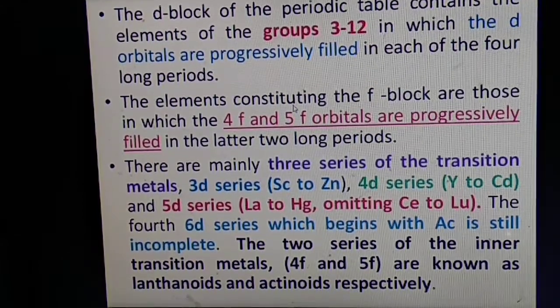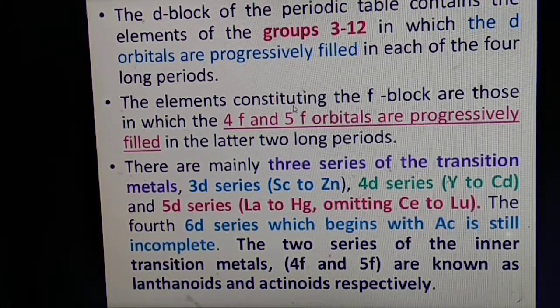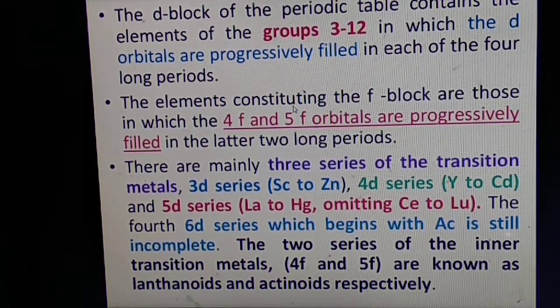The D block of the periodic table contains the elements of group 3 to 12. So, how many groups are included in the D block elements? Your answer is, ma'am, group 3 to group 12. How many groups are included? 10 groups, in which the d orbitals are progressively filled in each of the 4 long periods. 4 long periods means the 4th period, 5th period, 6th period, and 7th period.